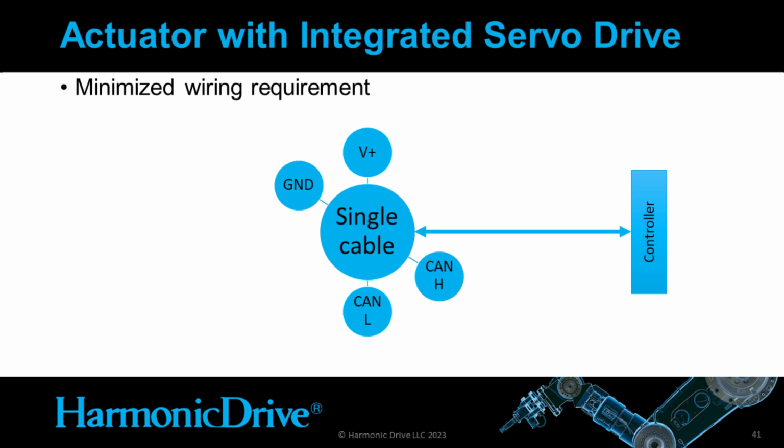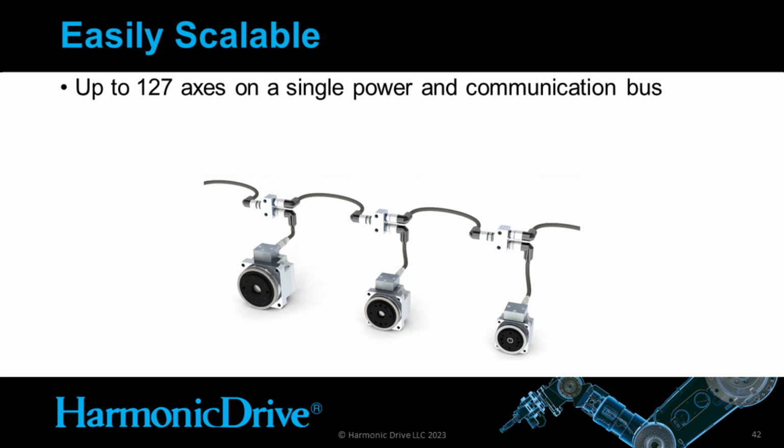And let's see how integrated servo drives will minimize this wiring requirement. Since the servo drive is inside, we've eliminated all of the extra wiring for the encoder and the motor. That's connected directly to the servo drive. So the only wiring that is needed is power and communication back to the top level controller. This is done in a single cable. Because of this single cable, you have scalability built in. Due to the communication bus that can be used, you can have up to 127 axes on a single power and communication bus. That is shown below.